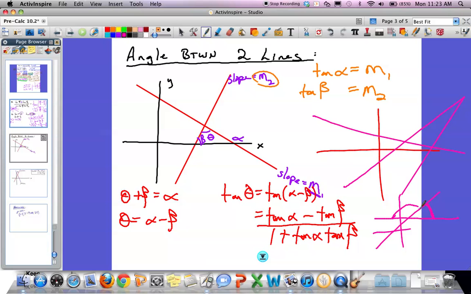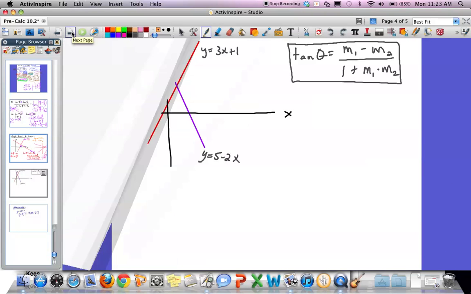When you use this formula, depending on which you pick for alpha and which you pick for beta, you're either going to get a positive answer for the tangent or a negative answer. When you do the inverse tangent, you're either going to get 20 degrees or you're going to get 160 degrees. You with me on that? You can decide which one you want when you're done. You're going to get an answer, but then you'll have to decide what is being asked for, because it does present two different angles.